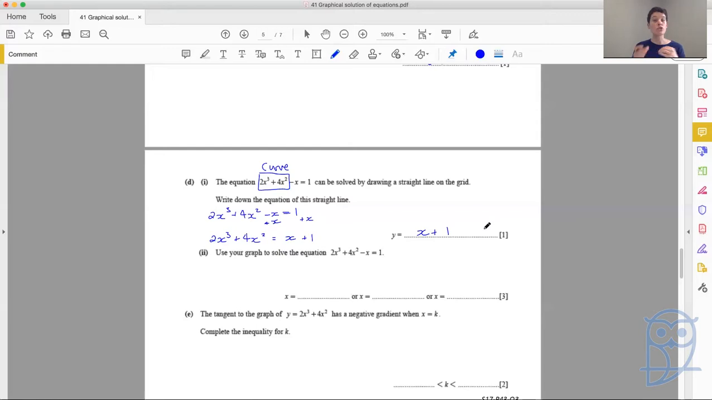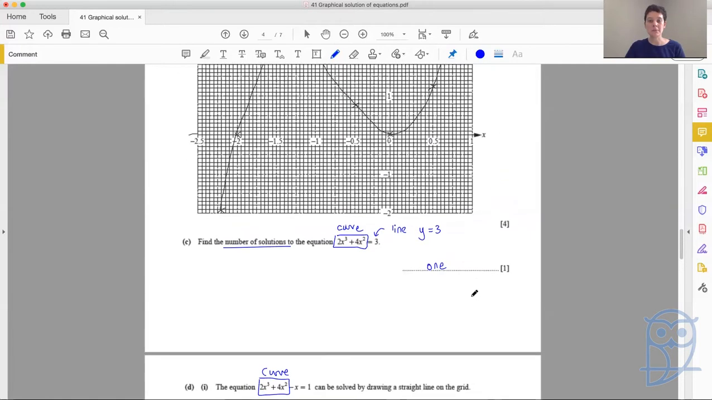They then ask us to use our graph to solve that equation. In order to be able to do that, we're going to have to plot the line. We have to plot our line so that then we can look for those intersections. And there's a clue here, we should have 3 answers. So y equals x plus 1.